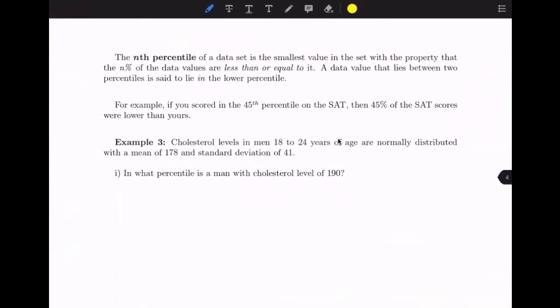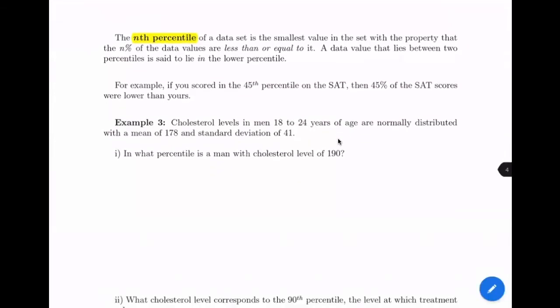Now we'll talk about percentiles. The nth percentile of a data set is the smallest value in the set with the property that n% of the data values are less than or equal to it. A data value that lies between 2 percentiles is said to lie in the lower percentile. For example, if you scored in the 45th percentile on the SAT, that means 45% of SAT scores are lower than yours. So 45th percentile, 45% lower than your score.